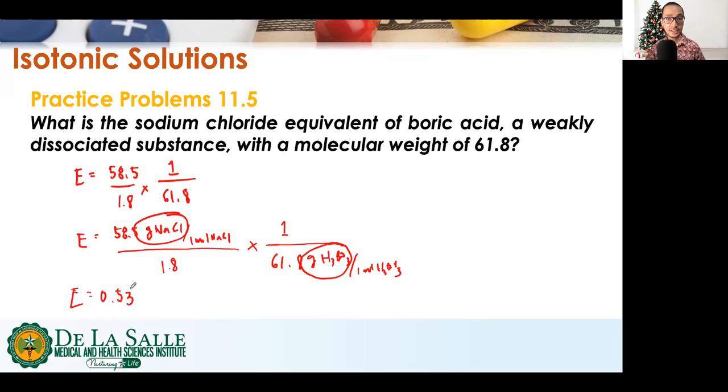So the tonicity equivalent E really does not have any unit, but we can just say that this is grams of sodium chloride per gram of boric acid. Okay?